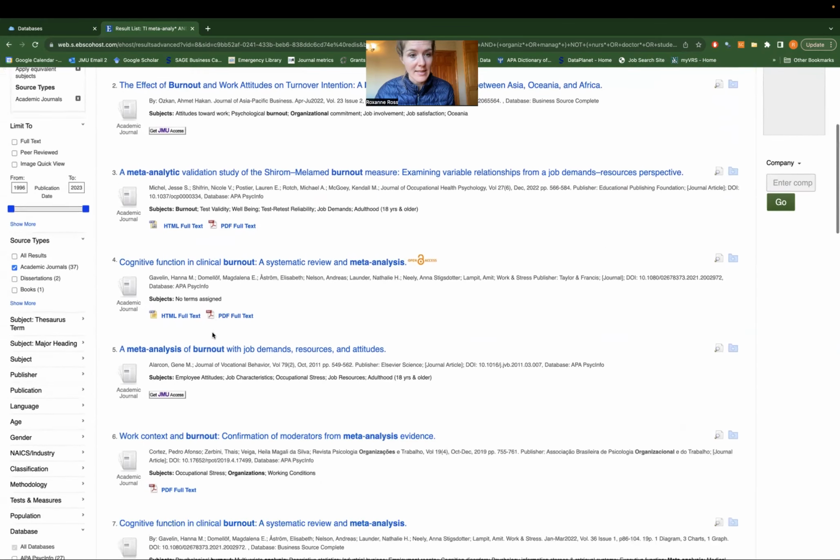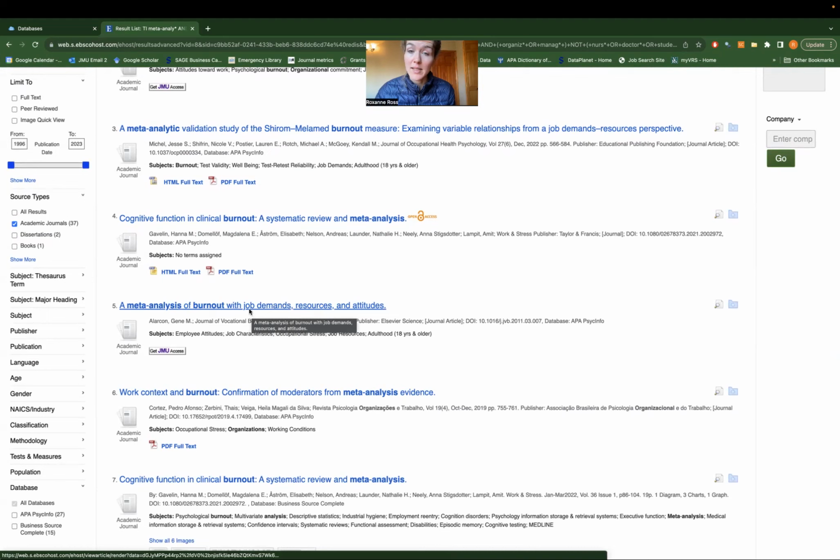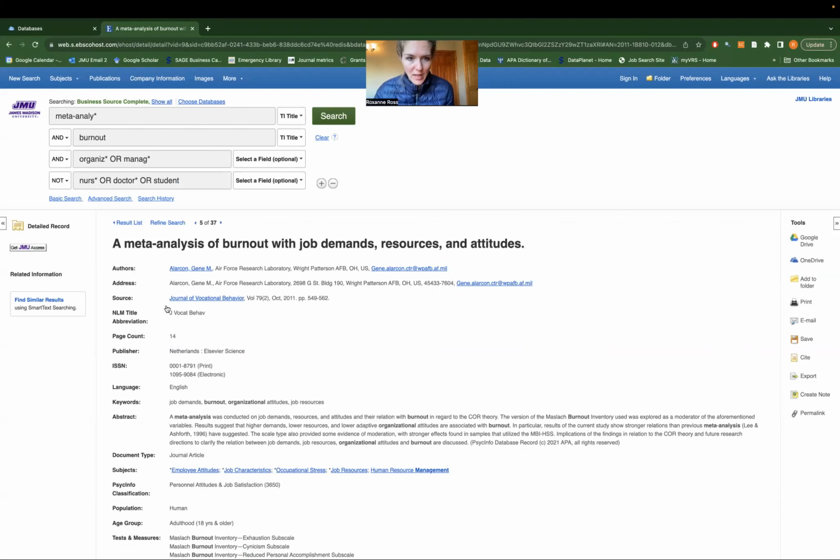A meta-analysis of burnout with job demands, resources, and attitudes. That kind of sounds like something I might be interested in. It sounds like we're looking at what types of work characteristics are predictive of burnout. So here we see a meta-analysis was conducted on job demands, resources, and attitudes in relation to burnout. So we're seeing what the risk factors are that give rise to burnout. Perfect.